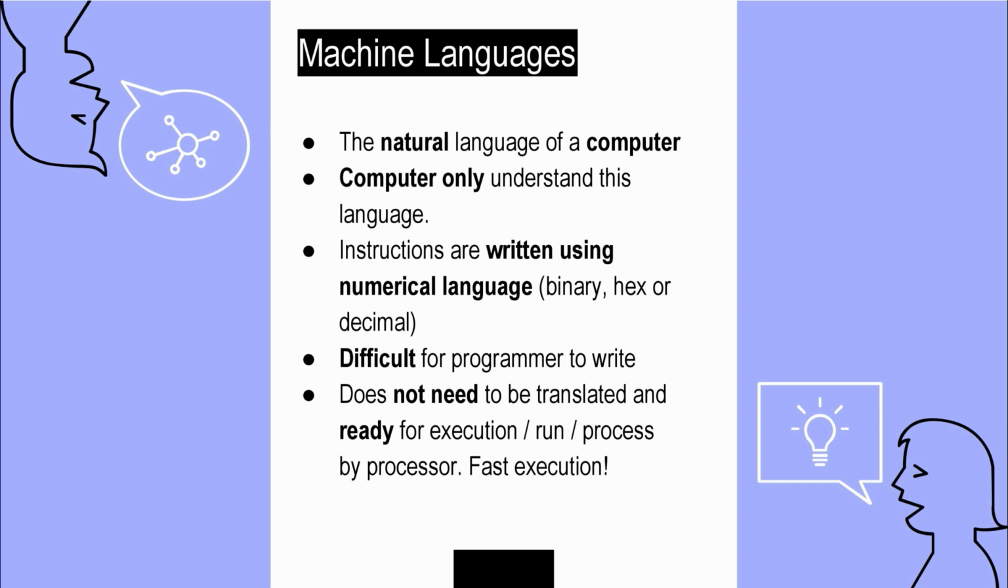Okay, now let's talk about machine language. So, machine language use the natural language of a computer. Natural language maksudnya language that computer can understand. In other words, it's using numerical language to be written. But because it uses a numerical language, it's very difficult for programmer to write, kan? Awak nak tulis nama awak dalam binary, panjanglah jadinya. Akan jadi sangat confusing kan?